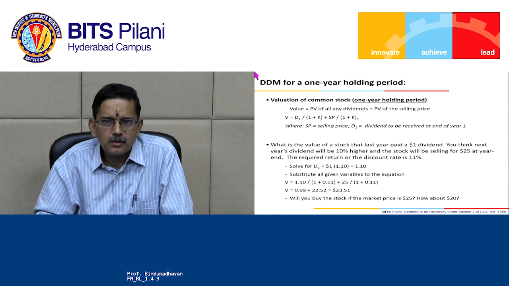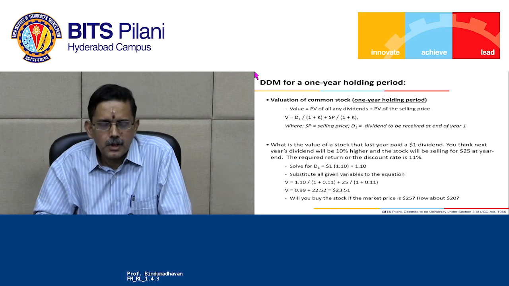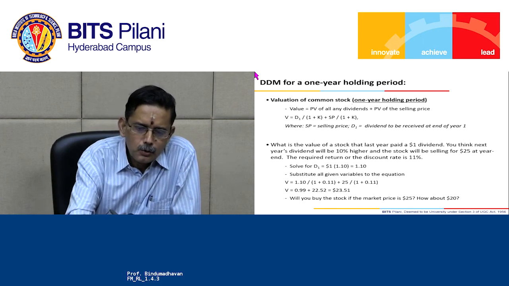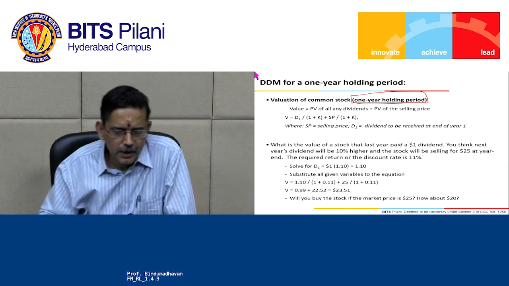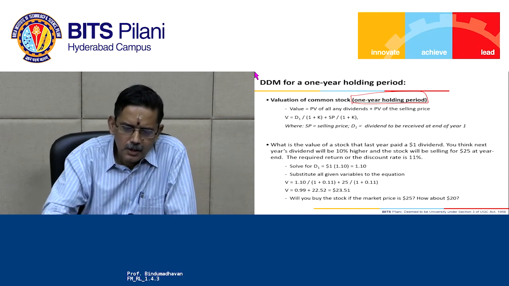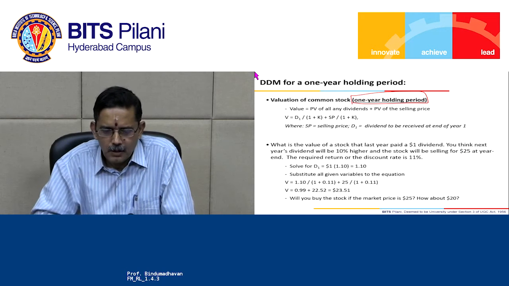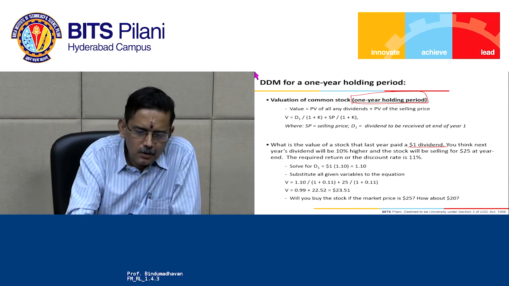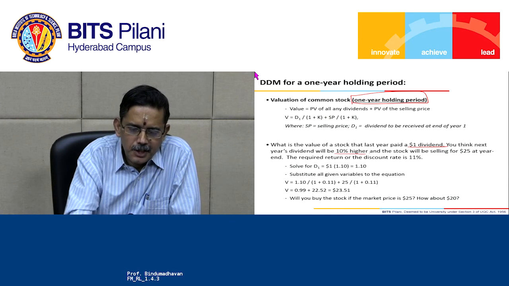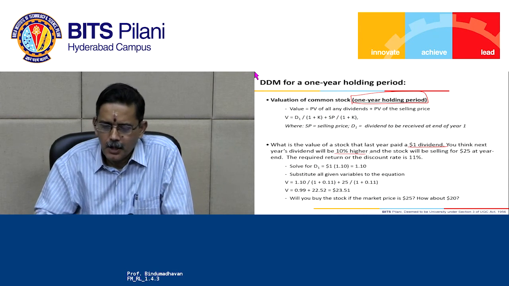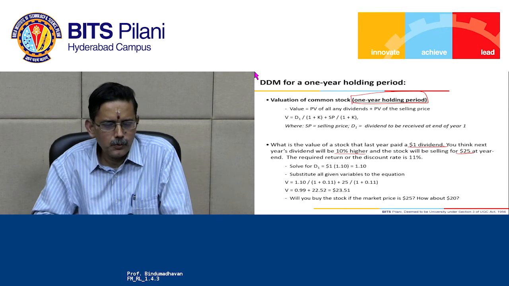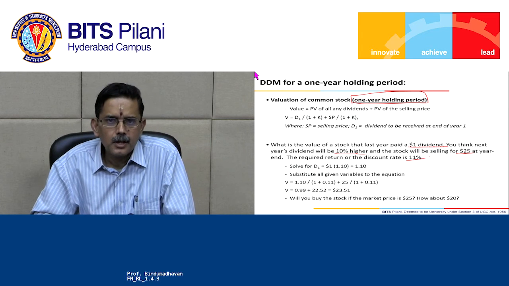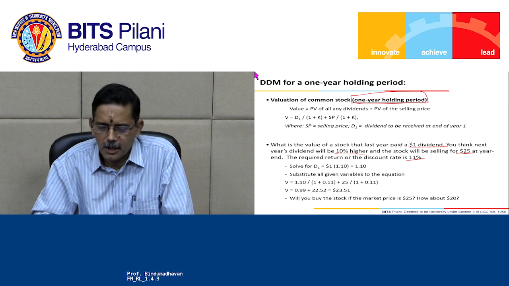Let's look at a couple of variations to this, couple of cases, and try to value it. Suppose we are only going to hold the stock for 1 year, right? So what we are saying is, we have a stock which paid $1 dividend last year, and we think, or we have estimated, that the dividends will be 10% higher next year, and we believe that we can sell the stock for $25 and the discount rate is 11%. Then what is the fair value or the market value of the stock?